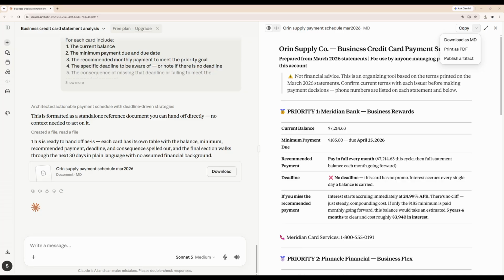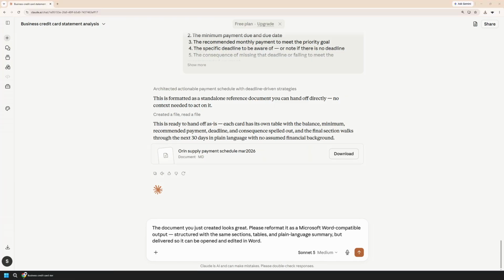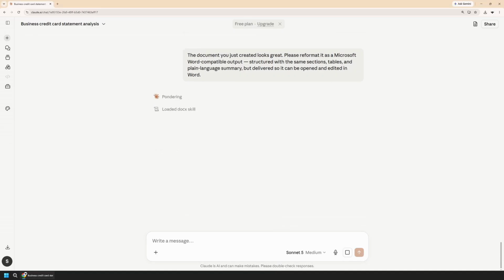Here's what we're sending. The document you just created looks great. Please reformat it as a Microsoft Word compatible output, structured with the same sections, tables, and plain language summary, but delivered so it can be opened and edited in Word. Send it. This is the part where you'd normally ask a freelancer to reformat the whole thing. We just typed 1 sentence.